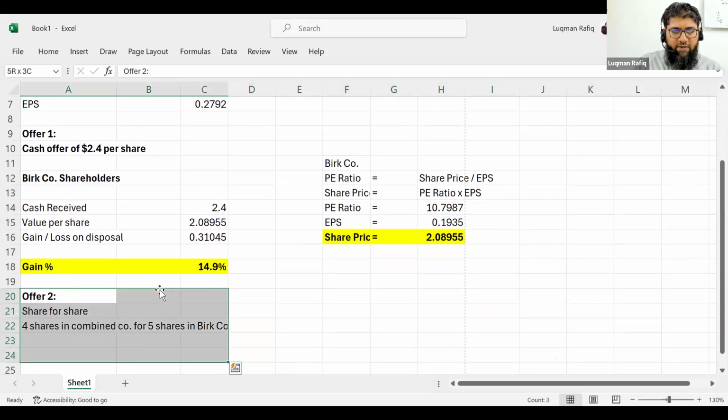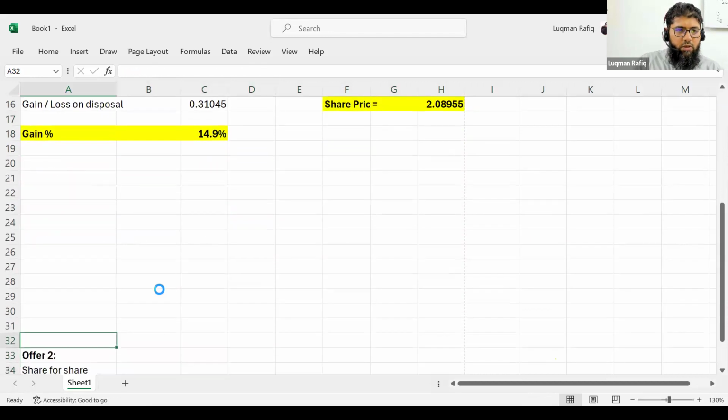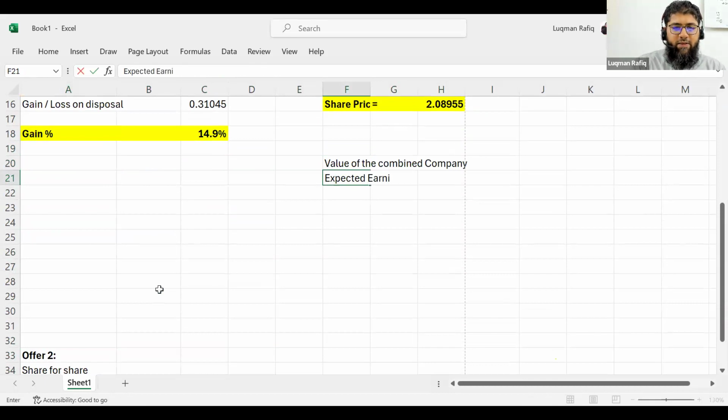Okay, now see, what happens is that, let me just guide you. We have to first of all calculate the value of the combined company. How would you establish the value of the combined company? Try to understand this. Expected earnings: Arneson earnings, Burke earnings, post-tax synergies.